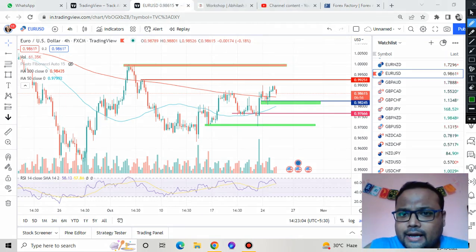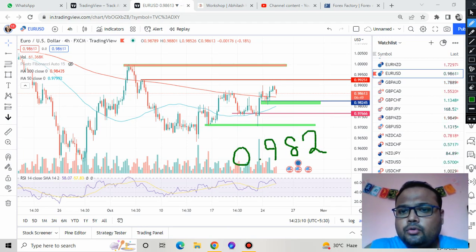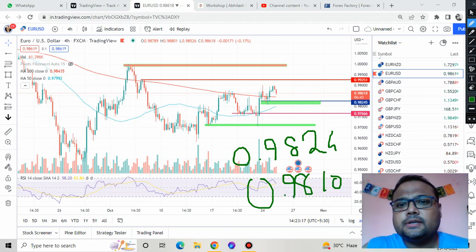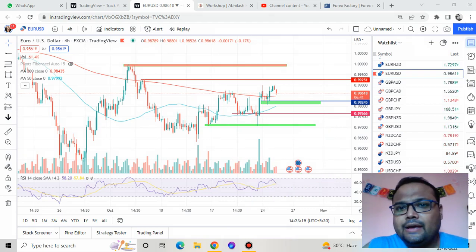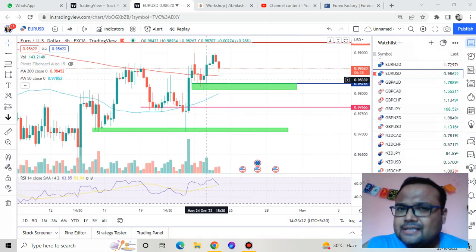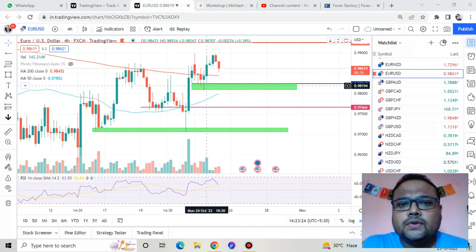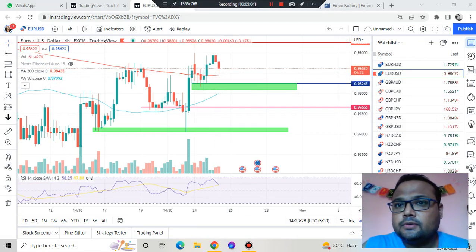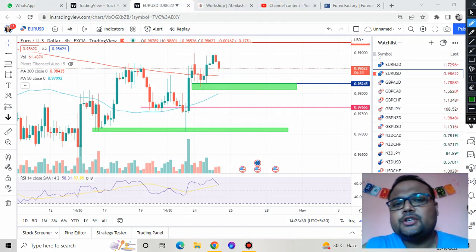Okay, so on the other hand, if the market comes down, then 0.9824 to 0.9810 is the first support for the market, because we have seen that when the market faced some selling previously, this was the support zone from where the market bounced. So if the market shows price rejection again, we can expect it to bounce here again.